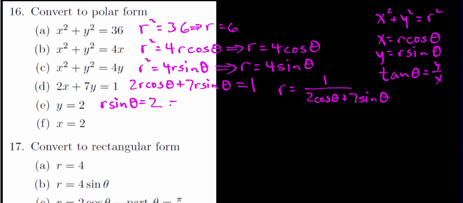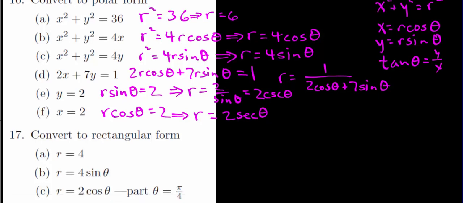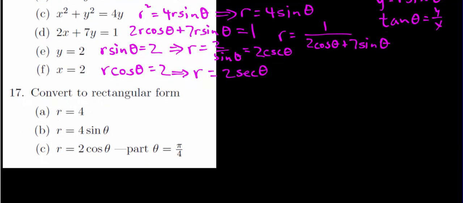Divide by sine, and you get r is equal to 2 over sine, which is 2 cosecant. Same for here, you would do r cosine theta equals 2, or r is equal to 2 secant theta. Yeah, no worries there.